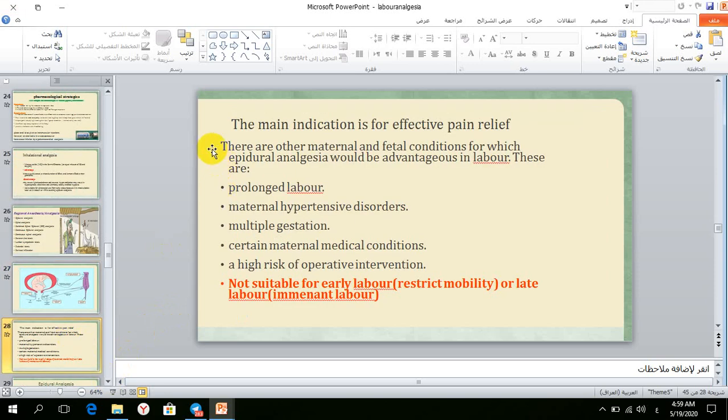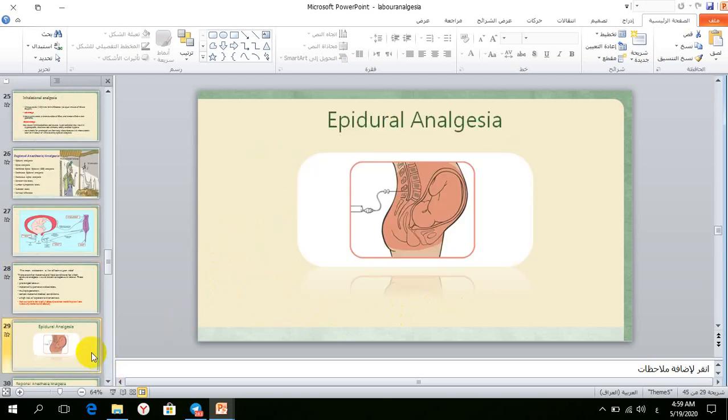The main indication is for effective pain relief. There are other maternal and fetal conditions for which epidural analgesia would be advantageous in labor. These are prolonged labor, maternal hypertensive disorders, multiple gestation, certain maternal medical conditions, a high risk of operative intervention. Not suitable for early labor, restricts mobility, or late labor, imminent delivery. الإبيديورال analgesia هذه اللي هي احنا نعطيها بالإبيديورال.